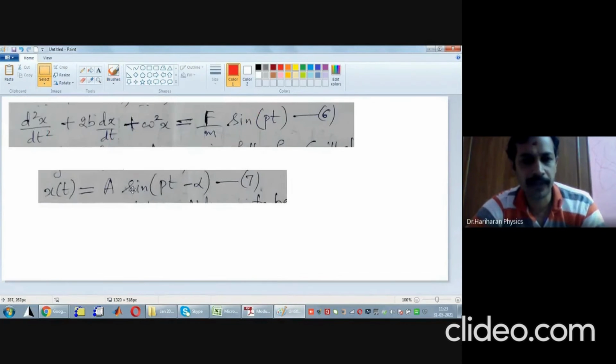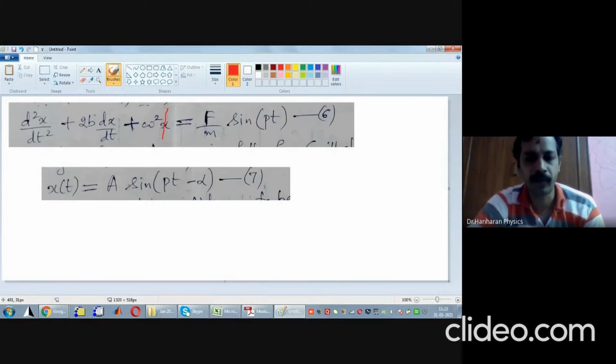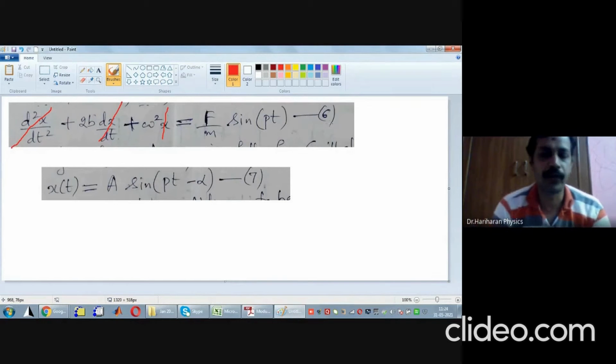Okay, again the same technique of solving it. Look here. I know what x is as per equation 7. I'll find dx by dt by differentiating equation 7, then find d square x by dt square by differentiating equation 7 twice. Plug in those values in equation 6, and if we simplify it further, we are going to get the solution.